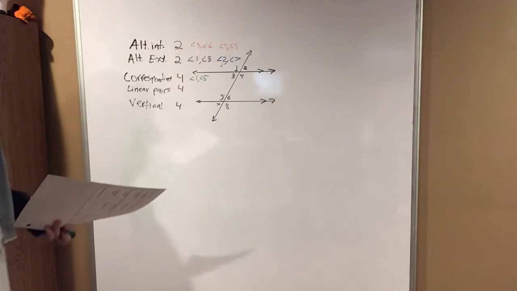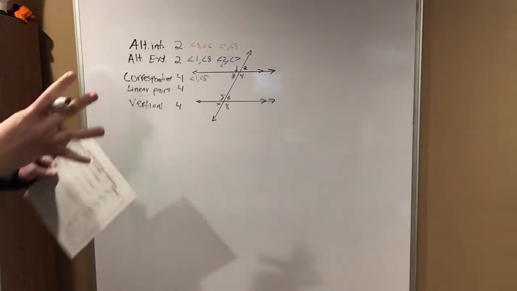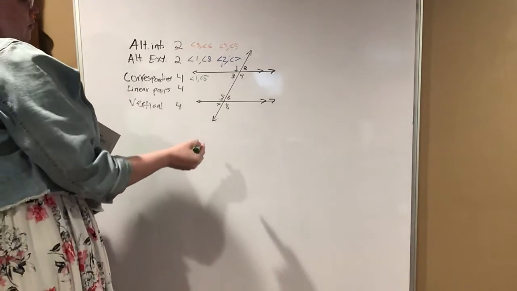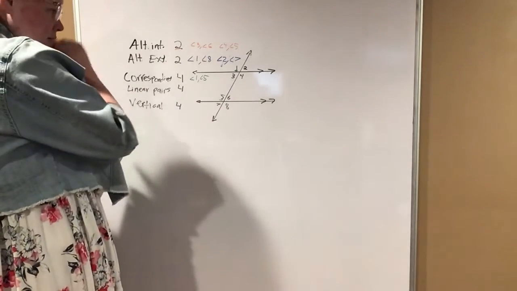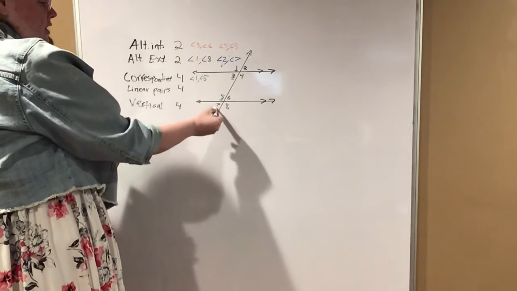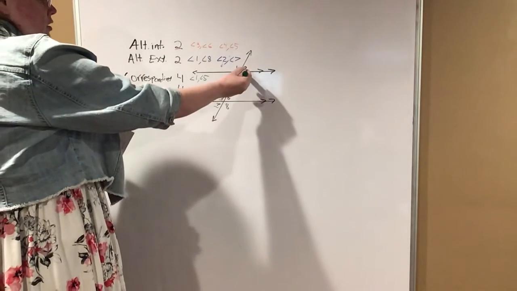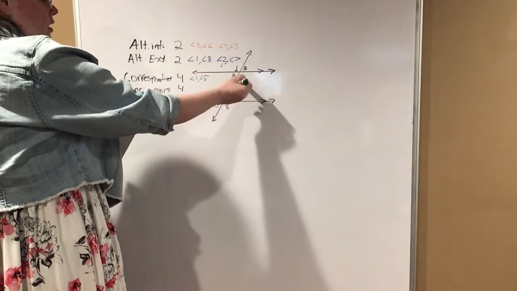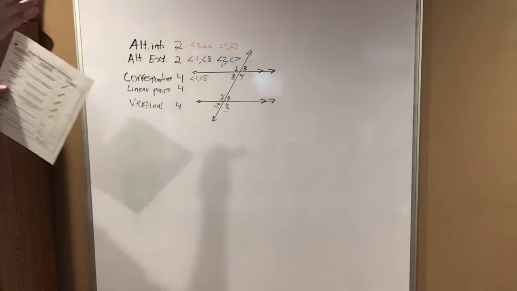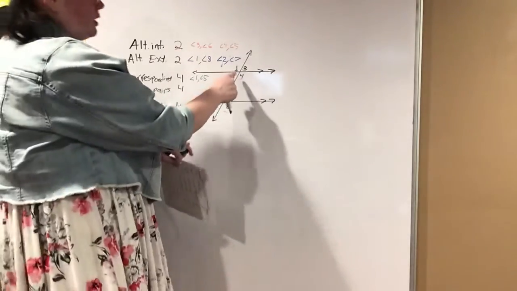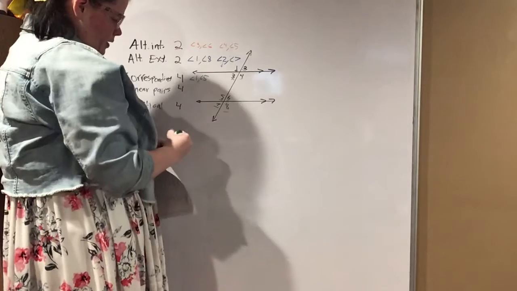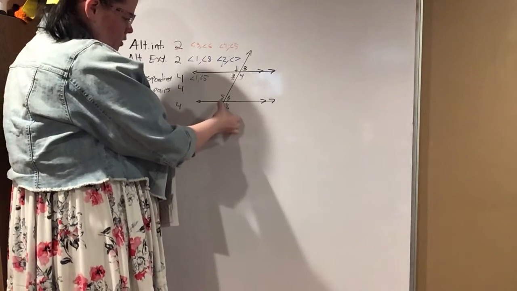There are 4 corresponding pairs in something like this. I'm not going to write them all down because the board's going to get messy. But we know that 3 and 7 are corresponding, 2 and 6 are corresponding, and 4 and 8 are corresponding. Because they're in the same spot along the transversal, and they're the exact same angle. That's what they're asking for corresponding-wise.